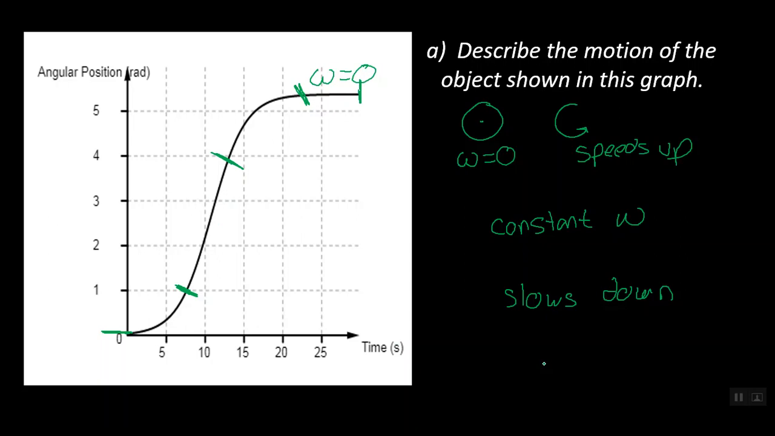And the whole time this object is moving in a counterclockwise direction because the slope of this line is always positive. Its angular position is always increasing, so it must always have a positive angular velocity, which is going to be counterclockwise for us.